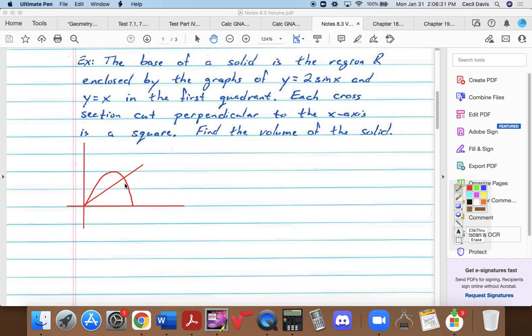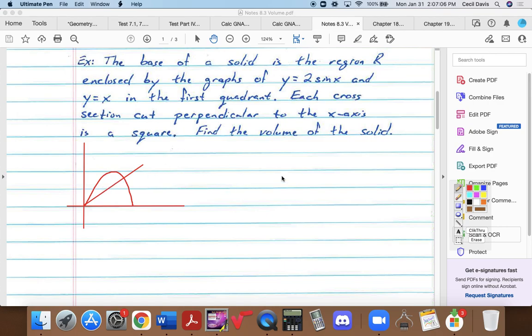Is what quadrant it's in super important or something? In this case, yes, because if you didn't restrict it to that, there would be another part in the third quadrant. So this is the base of my three-dimensional figure. You're looking at a floor plan. This is the floor plan of the building. It looks like this.